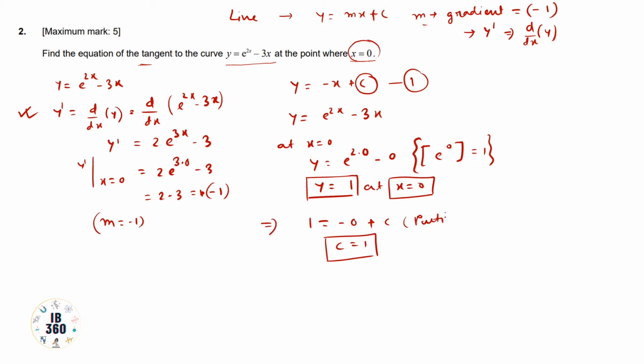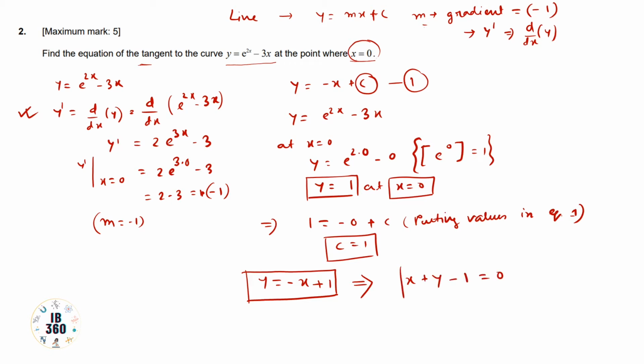Putting values in equation 1, we have c equals 1. Now we have to write this equation in a simpler form, that is y equals minus x plus 1, since the value of c is 1. This is the equation of the tangent line at x equals 0, or we can simplify this to be x plus y minus 1 equals 0. This is the equation of the tangent line.